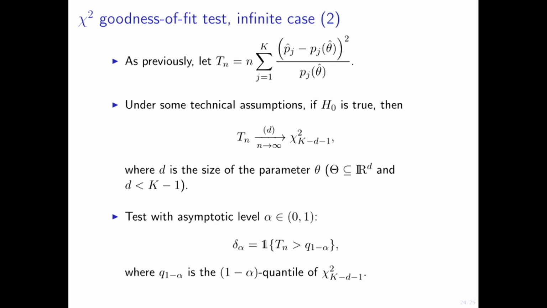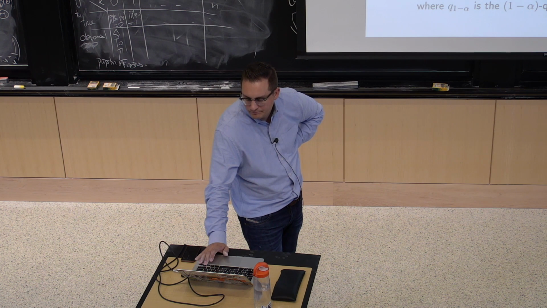OK, and then this is a copy-paste with the same error, actually, as the previous slide, where you just build your test based on whether you exceed some quantile or not. And you can also compute some p-value.